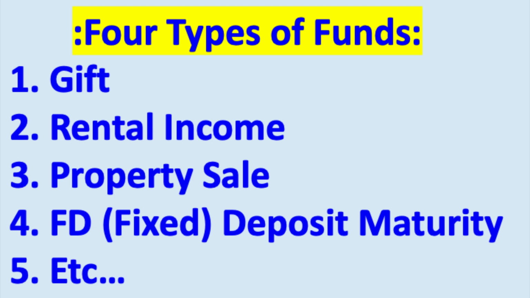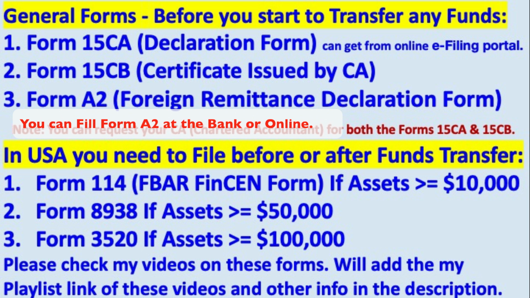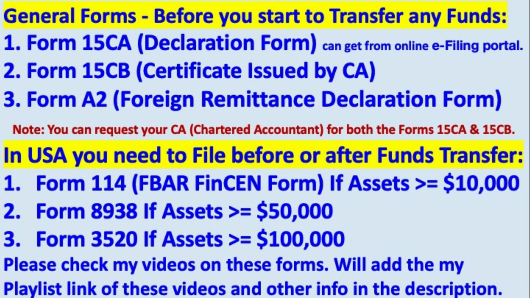There are 4 different types of funds. Funds from gift, rental income, property sale or fixed deposit maturity, or it can be some other type of funds. Before you start transferring your funds, you need these forms: Form 15CA, Form 15CB and Form A2. These are the required forms. And the Form 15CA and Form 15CB, you can get them from your chartered accountant also. Or Form 15CA you can get online too, through the online e-filing portal.